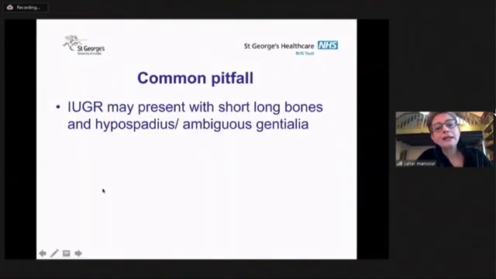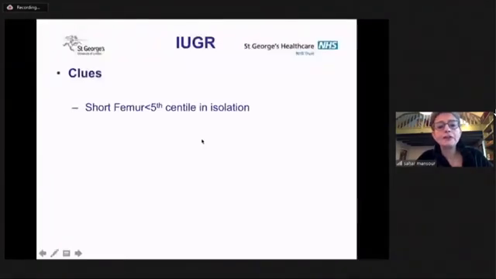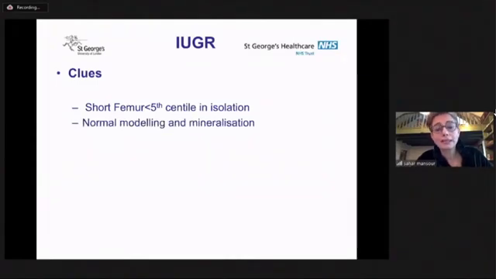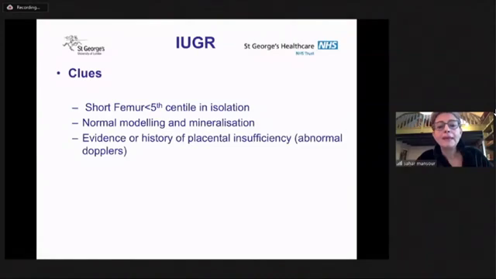And finally, intrauterine growth retardation by far is the most common cause of short long bones in the third trimester. And you may also get hypospadias and ambiguous genitalia if it's a placental insufficiency. And the clues here are that the femurs are just a bit short, they're not very short. There is normal modelling and mineralisation of the bones. There may be evidence of placental insufficiency with abnormal Dopplers. Aris showed that that's common.